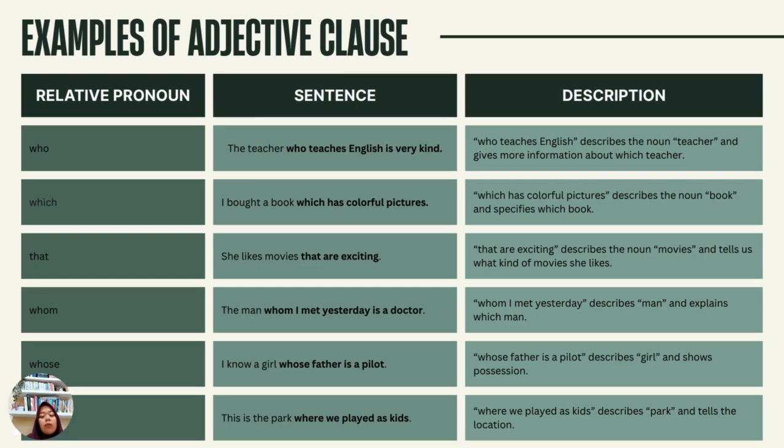And then the sixth example: This is the park where we played as kids. The relative pronoun in that sentence is where. Where we played as kids describes the noun park. It gives us extra information about the location and its history. So as you can see from all these examples, the main job of the adjective clause is to give us more information about the noun and make our sentences more detailed and specific.